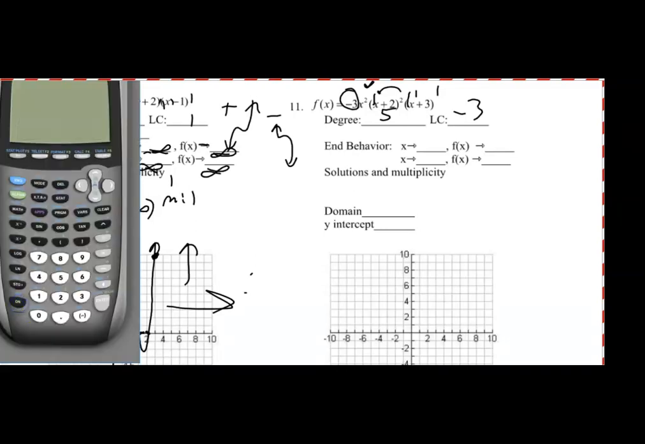So clear out what we got. All right, so we have -3x squared, parentheses, x plus 2 squared, and then we have an x plus 3. We hit graph.